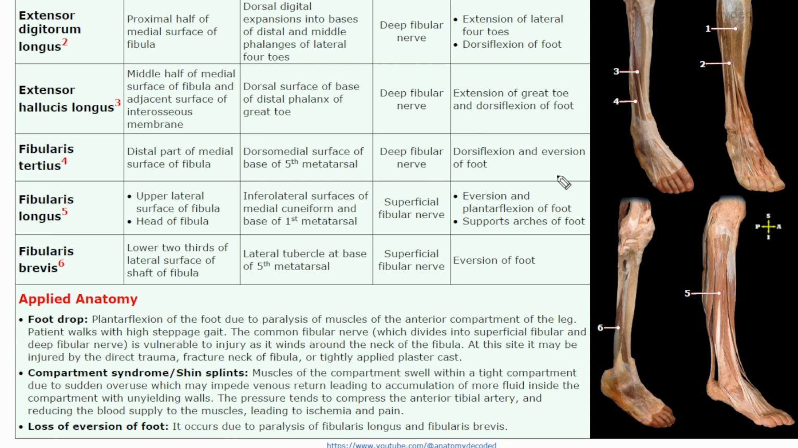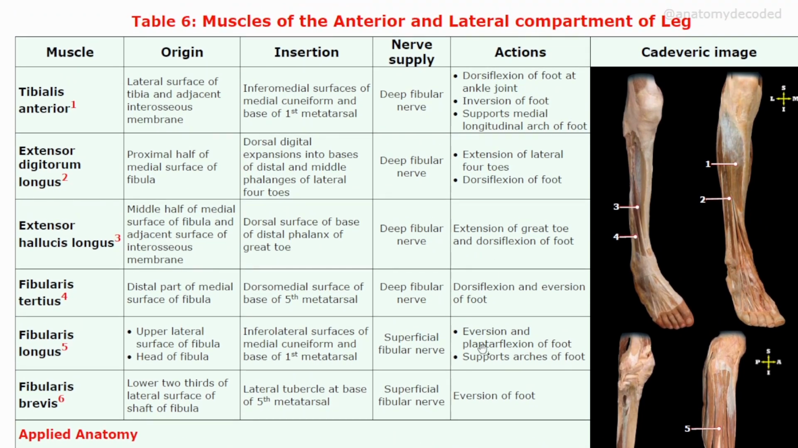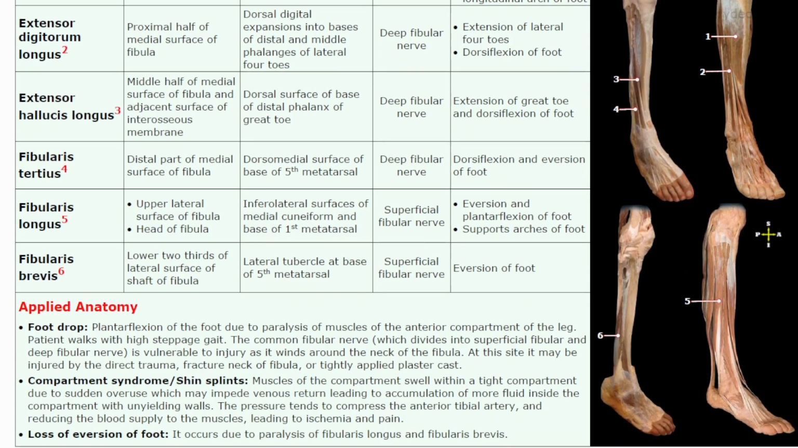So like this you need to remember the origin, insertion, nerve supply, action, and identification in the cadaveric image, which is also mentioned in these notes.